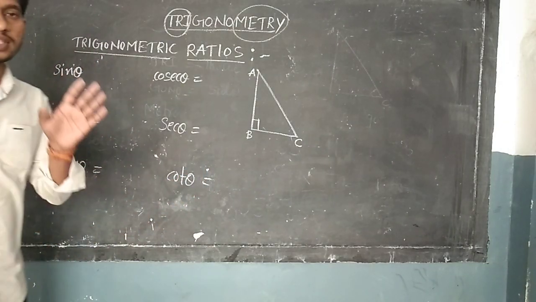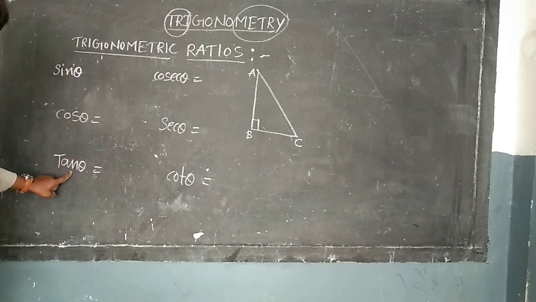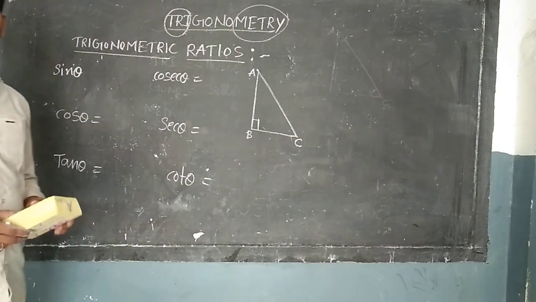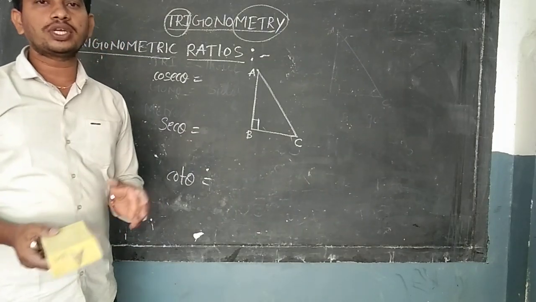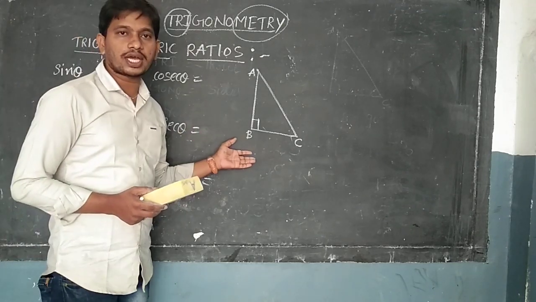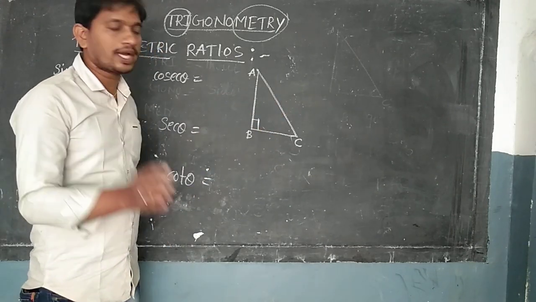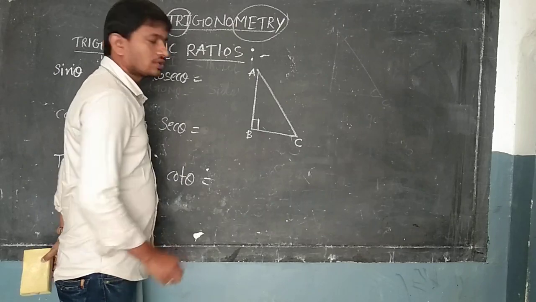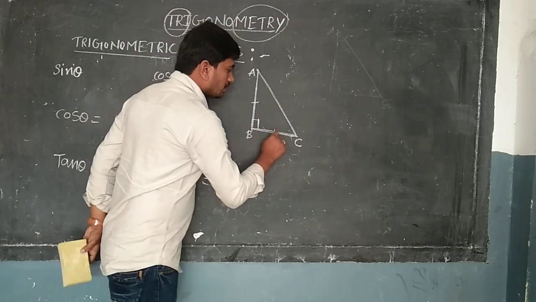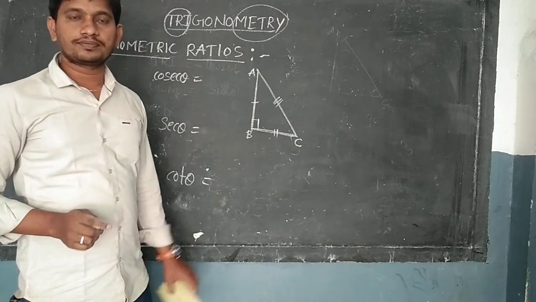Once again, we have 6 trigonometric ratios: sin theta, cos theta, tan theta, cosec theta, sec theta, and cot theta. What do you mean by ratio? Ratio is nothing but an ordered comparison of 2 quantities. So, trigonometric ratios are ratios of sides of a right angle triangle. In a triangle we have three sides, AB, BC and AC. That's why it is called a triangle.